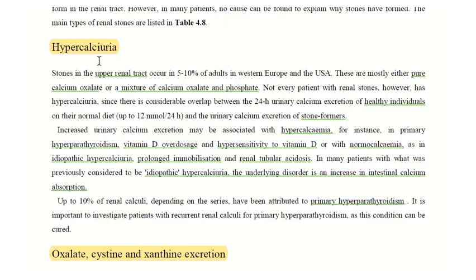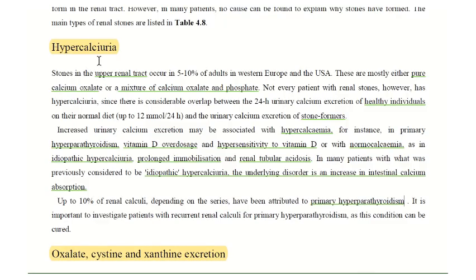بالنسبة للhypercalciuria، stones in the upper renal tract occur in 5 to 10% of adults in Western Europe and in the USA. These are mostly either pure calcium oxalate or a mixture of calcium oxalate and phosphate. Not every patient with renal stones, however, has hypercalciuria. إذن ليس كل مريض with renal stones على كل حال has hypercalciuria.